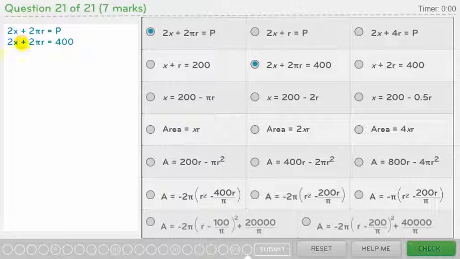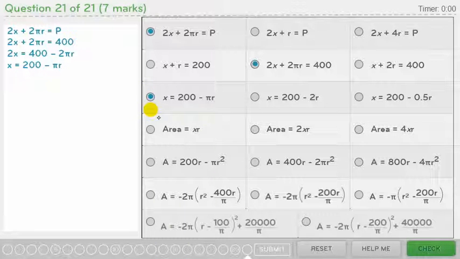From here, we need to isolate for our variable x. In order to do so, we'll take the 2 pi r and subtract it from both sides of the equation. When we do so, we have 2x is equal to 400 minus 2 pi r. From here, in order to get x by itself, we will divide both sides by 2, and we have the following.